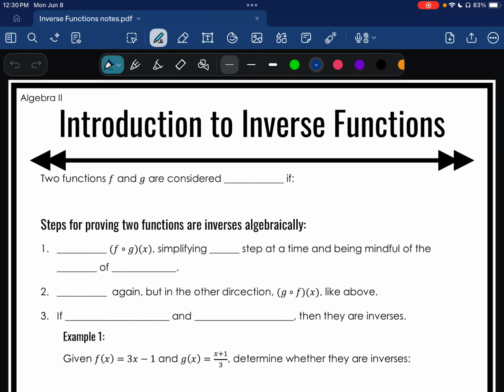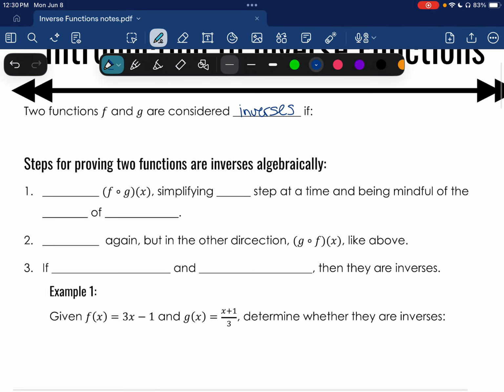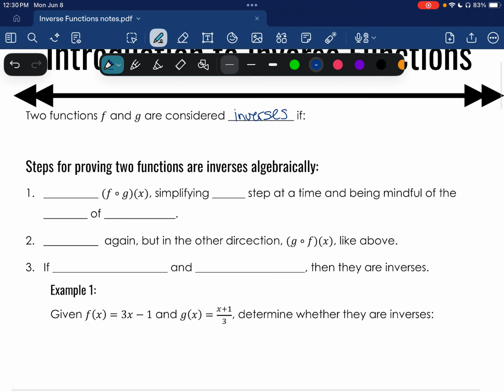So two functions, f and g, are considered inverses if the following is true. So if f of g of x, so we compose them, is equal to x, and g of f of x, so if we compose them in the other direction, is also equal to x. So this is great because we can use the algebra here to be able to prove if two functions are what we are going to call inverses.